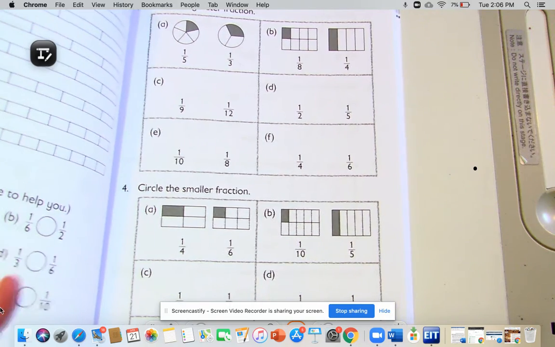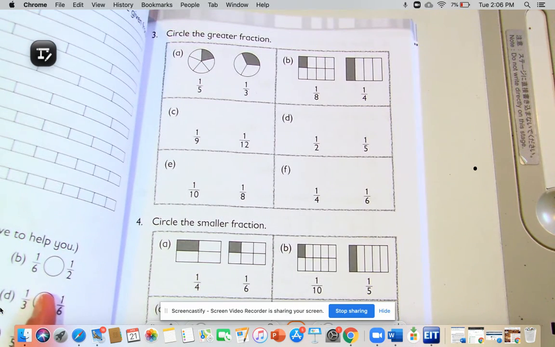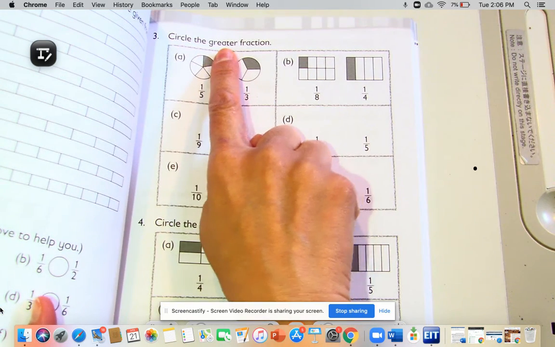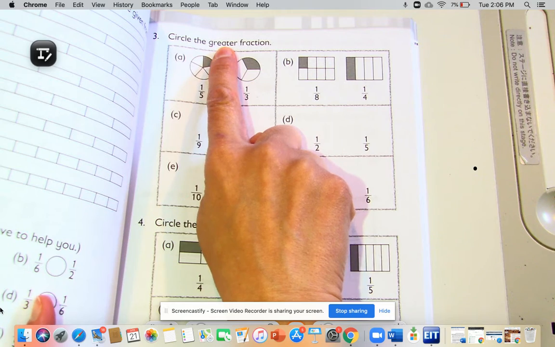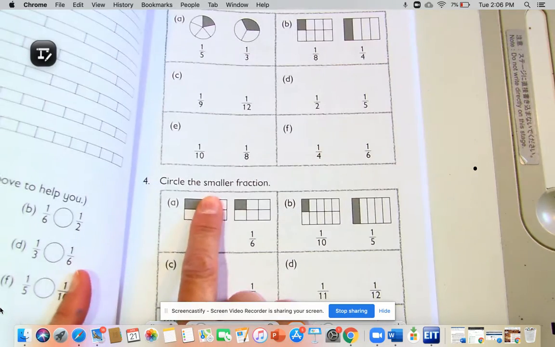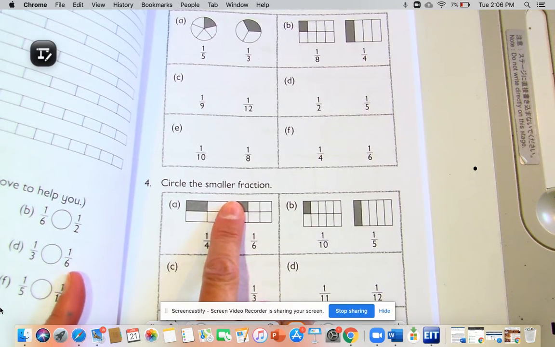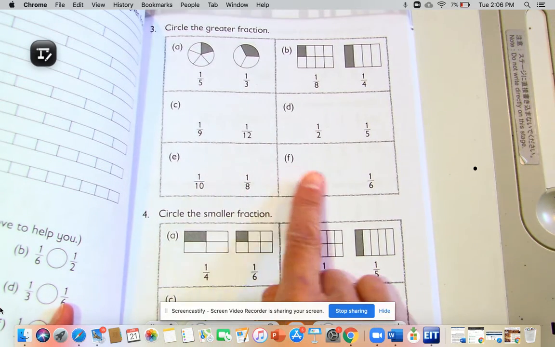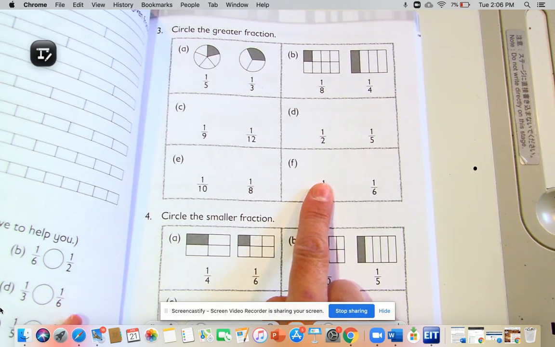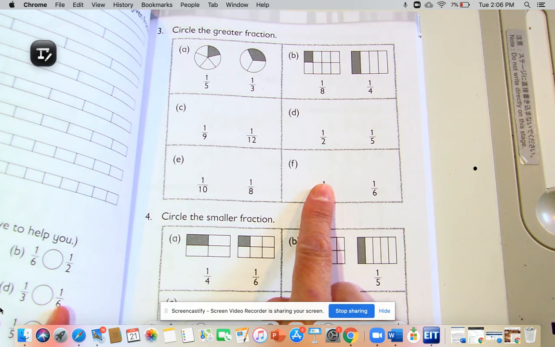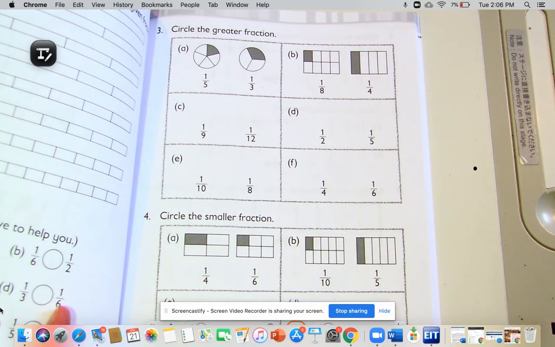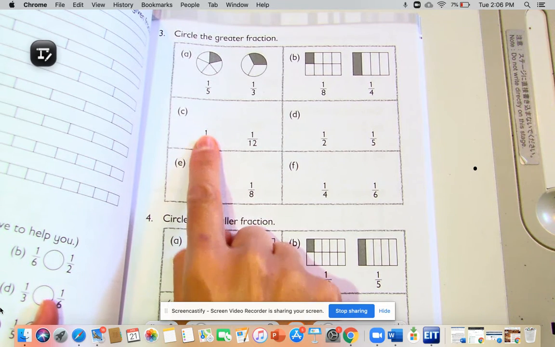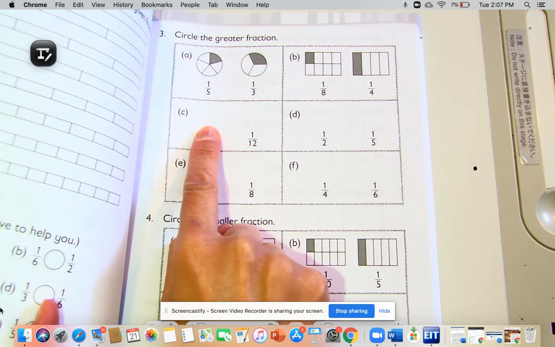All right. On this page, you will notice that there's a couple different things that we're working on. Circle the greater fraction, and that's the bigger one. And then down here it says circle the smaller fraction. But you'll notice that there are not any pictures here. What might be a prudent idea? Did you say draw a picture? Excellent. You might want to draw a picture of what would 1/9 look like?